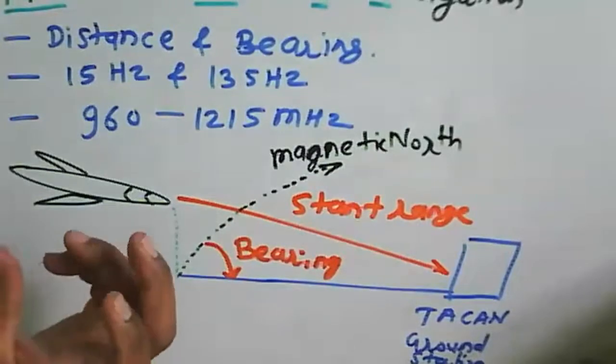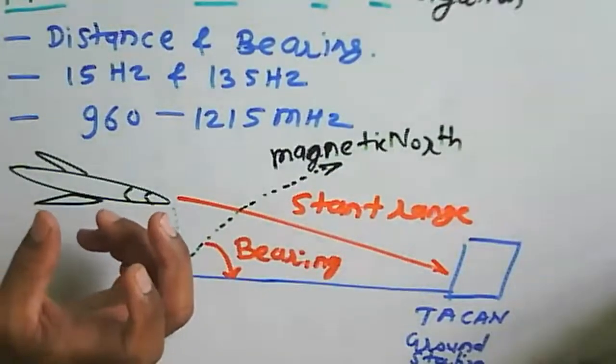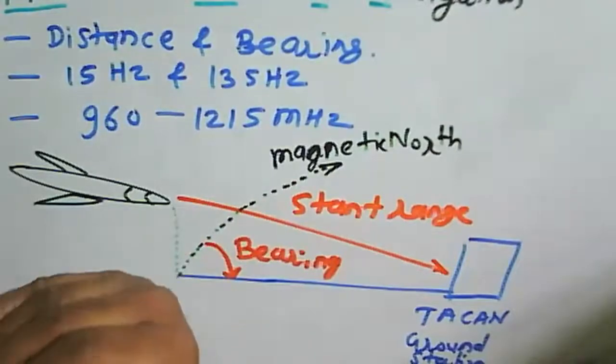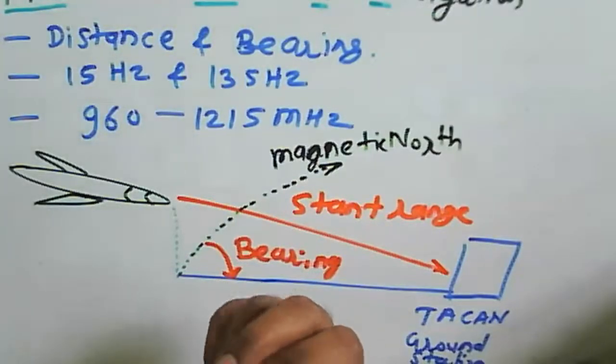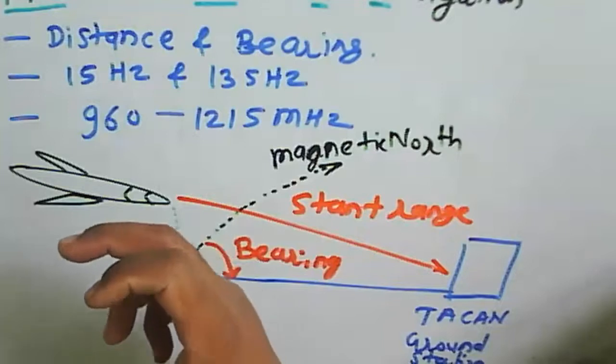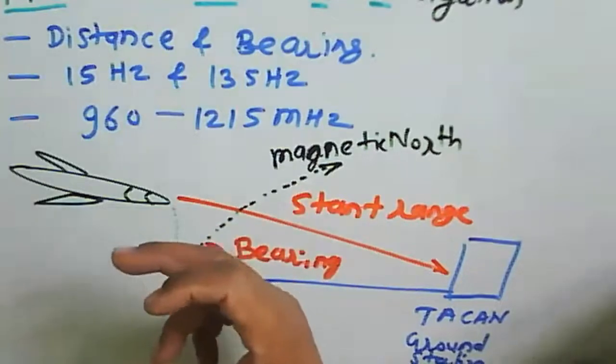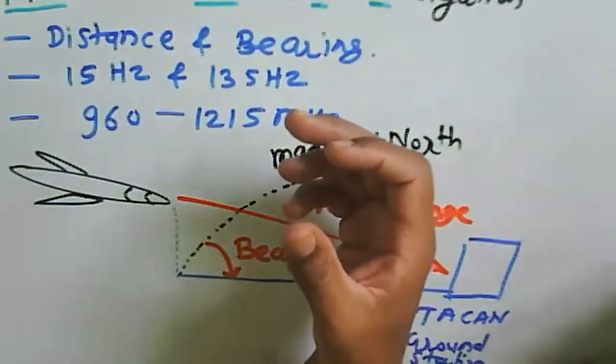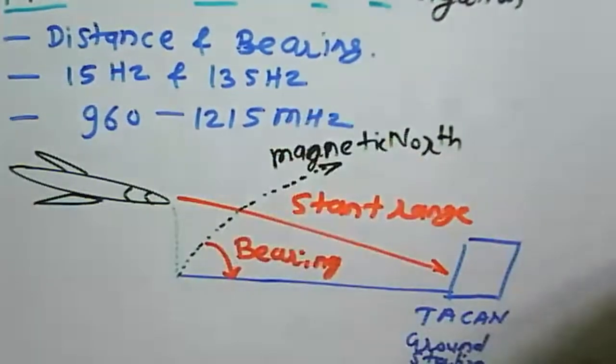So mostly if you consider a VOR, that is useful for civil aviation aircraft, but here a TACAN is for military purposes, and this TACAN is useful for the military bearing information. Okay.